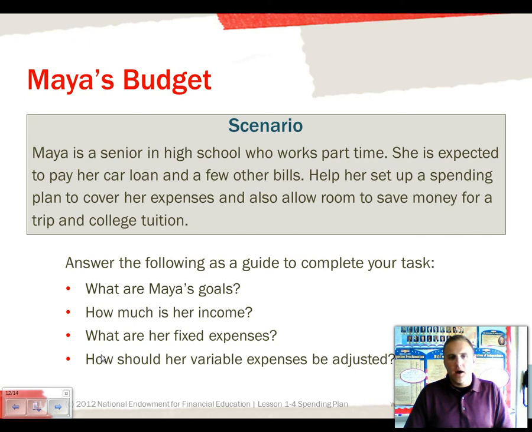So what I'm going to ask that you do right now is to pause this video for a few seconds. And as the video is paused, pay special attention to the 4 questions that are listed below. What would you do to help Maya complete her plan? What steps would you suggest? What would you tell her to do? And what would you tell her not to do?